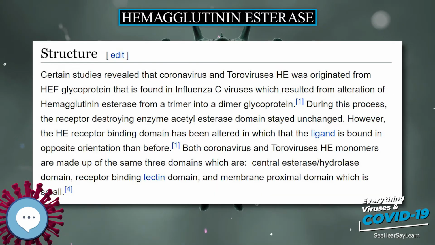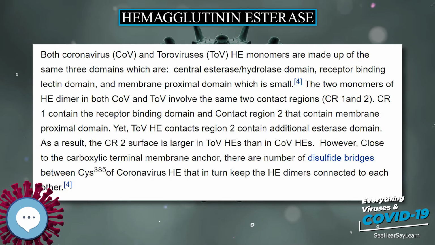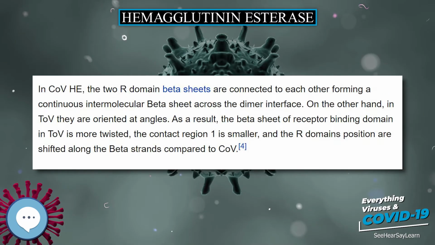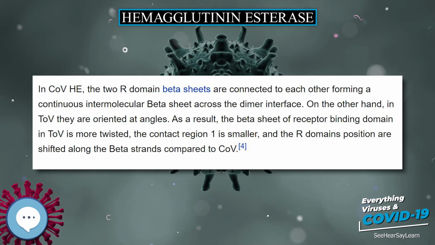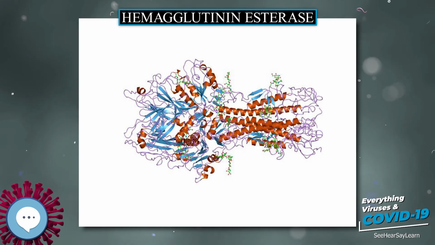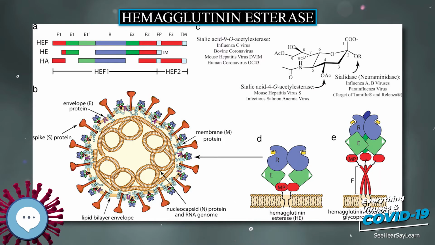Yet, ToV contact region 2 contains an additional esterase domain. As a result, the CR2 surface is larger in ToV HE than in CoV HE. However, close to the carboxyl terminal membrane anchor, there are a number of disulfide bridges at site 385 of coronavirus HE that in turn keep the HE dimers connected to each other.